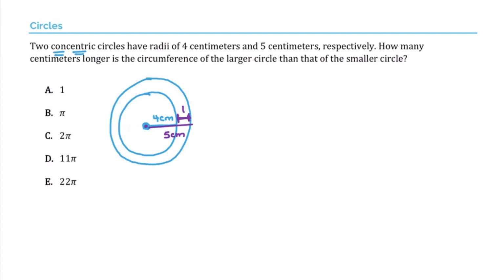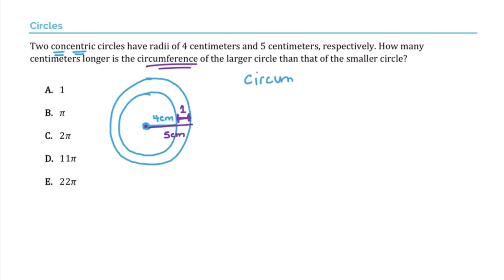If it's 4 centimeters from the center to the outside of the smaller one, and 5 centimeters from the center to the outside of the larger one, then that difference is just 1 centimeter. How many centimeters longer is the circumference of the larger circle than the circumference of the smaller circle?